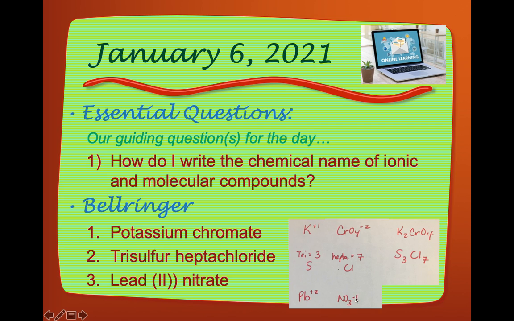But then this is a group, so when we have 2 of them, we need to put parentheses around it. So the final answer will look like this: Pb(NO3)2. Because you need 2 NO3s to balance out the 1 Pb with a +2 charge. So that's a little review of what we learned last time.